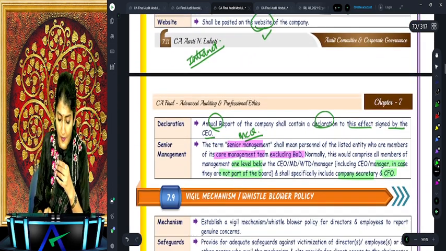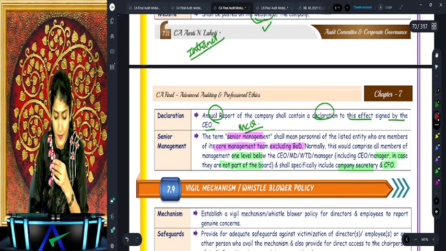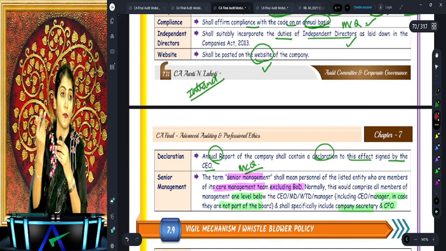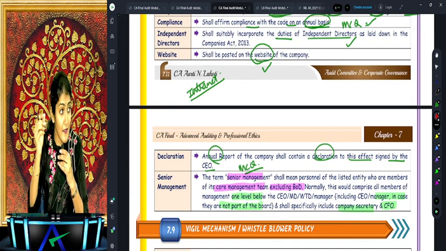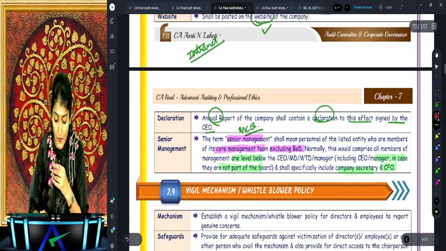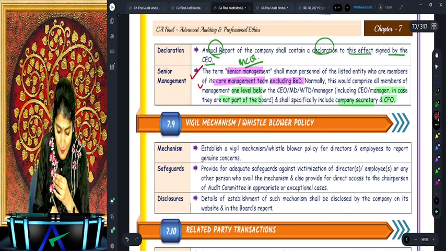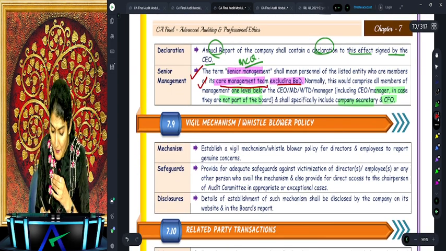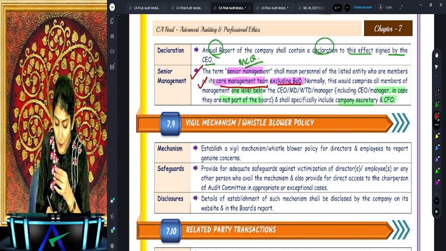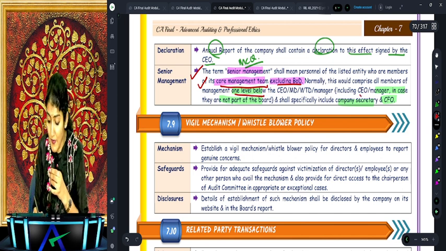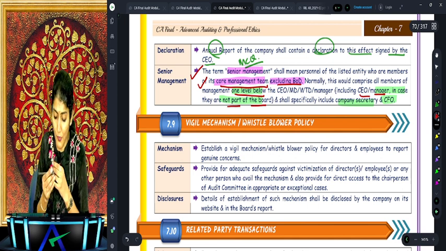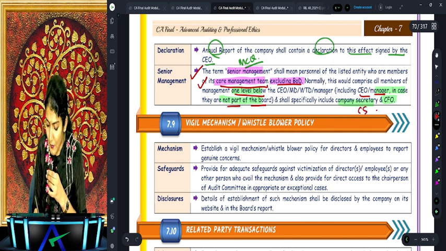So you know these 5-6 lines over there, I can see some 6-7 MCQs coming out of them. Each and every line is an MCQ, right? So what does it say? Senior management will include the members of the core management team, excluding the BOD. Then all people who are one level below the board. Then the CEO or manager in case they are not a part of the board. And specifically, it will include the company secretary and the CFO.